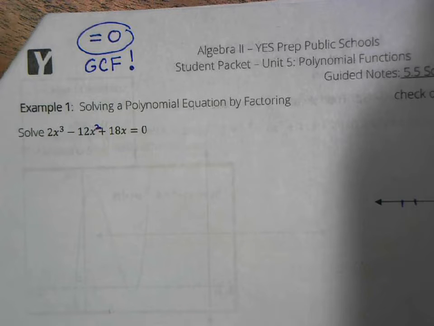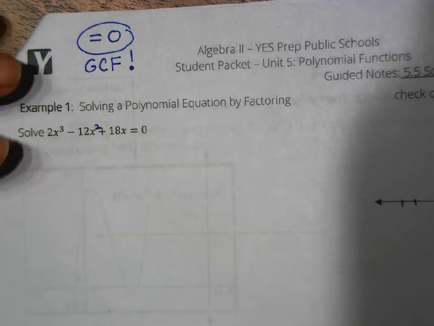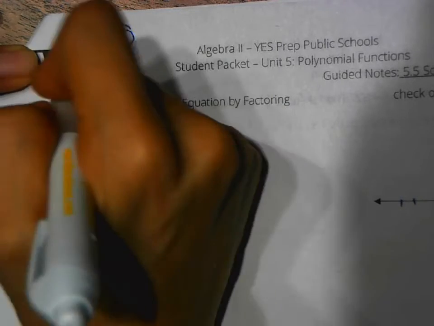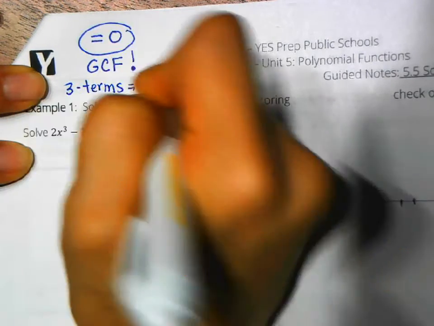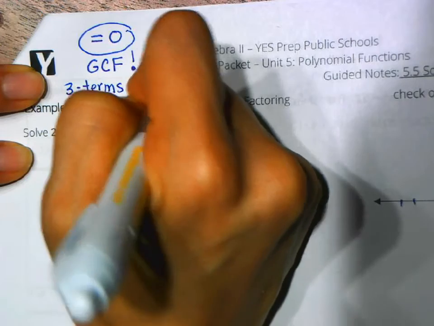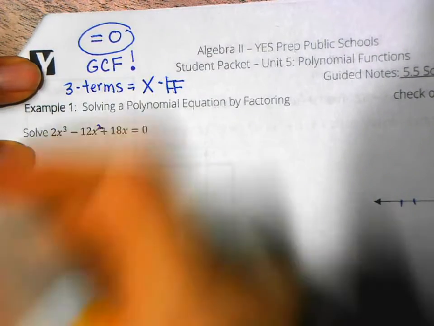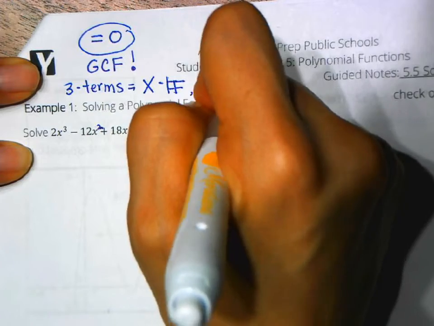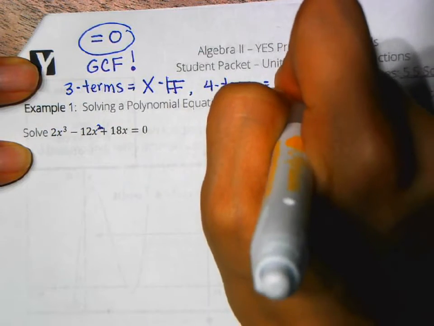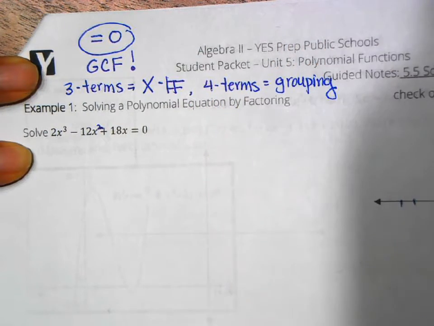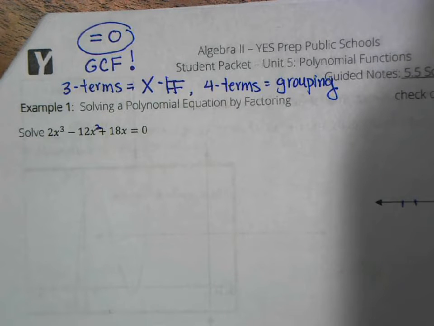And from factoring polynomials from a couple of lessons before, we know that when there are 3 terms, we're going to try to factor using the X box. When there are 4 terms, we're going to try to factor using grouping. And when there are 2 terms, we're going to try to factor using special products or special patterns using a formula chart.